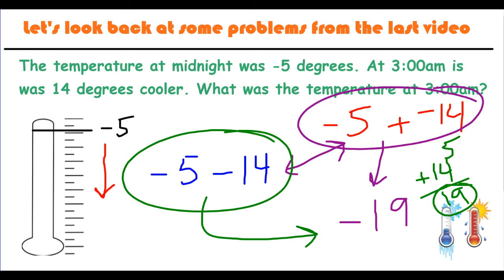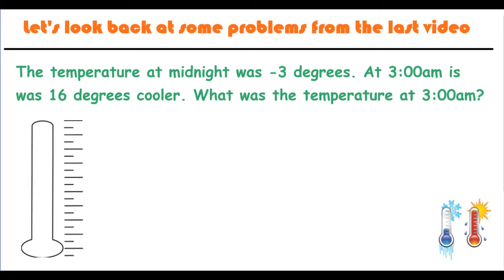Let's see if that same thing is going to be true when we look at the next problem here. The temperature at midnight is -3 degrees, and if at 3 a.m. it's 16 degrees cooler, what is the temperature at 3 a.m.? Try to think about it as we did the last one, as both an addition and a subtraction. Pause the video and come back when you are ready to move on.